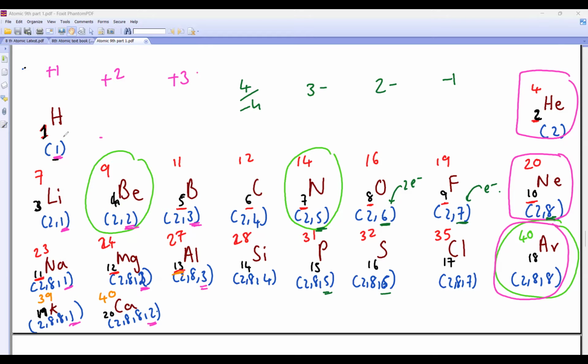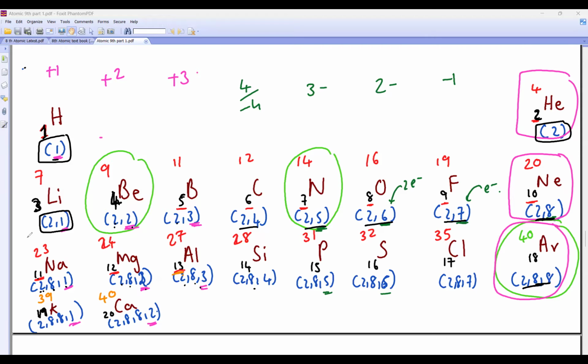Electronic configuration: here it is 1, here it is 2. There are 3 electrons, so I'll write 2, 1. There are 4 electrons, so 2, 2; 2, 3; 2, 4; 2, 5; 2, 6; 2, 7; 2, 8. Now here it is 11. So 2, 8, 1; 2, 8, 2; 2, 8, 3; 2, 8, 4; 2, 8, 5; 2, 8, 6; 2, 8, 7; 2, 8, 8.